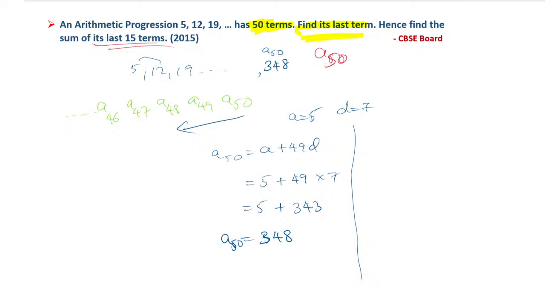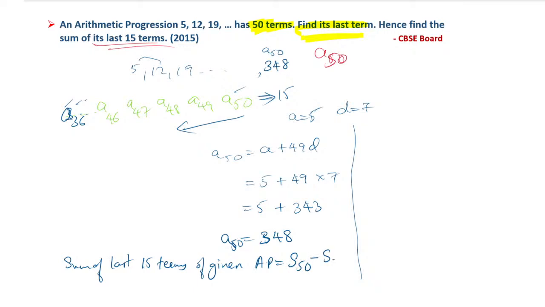The first method, you have to find the sum of A36 term to A50 term. Remember A36 term, because from 36 you count 36, 37, 38, 39, 40, 41, 42, 43 till 50, it will be 15 terms. It means you have to go with the sum of the last 15 terms of the given AP, which is S50 minus S35.